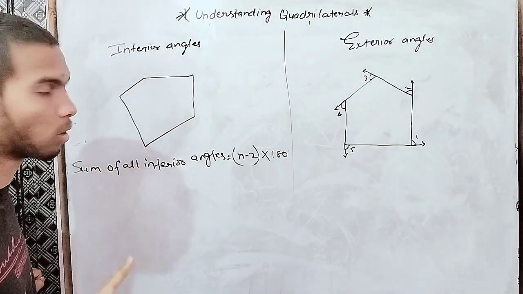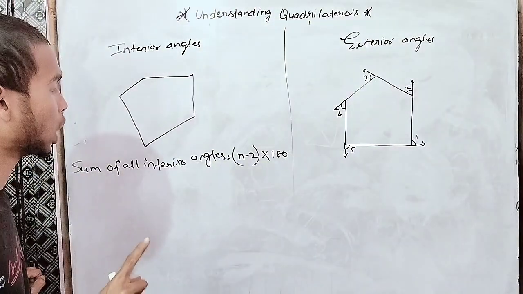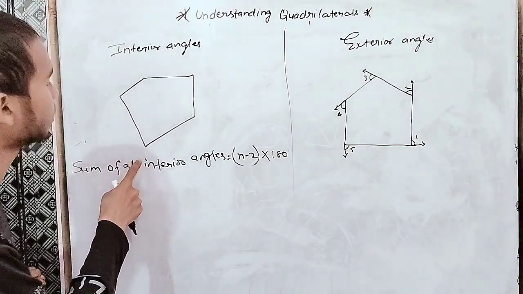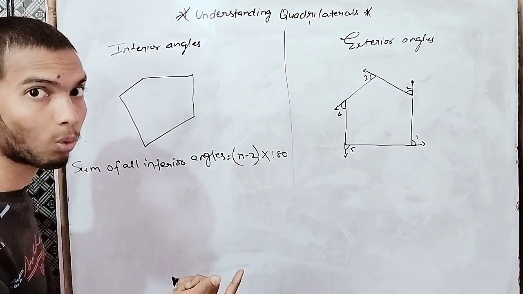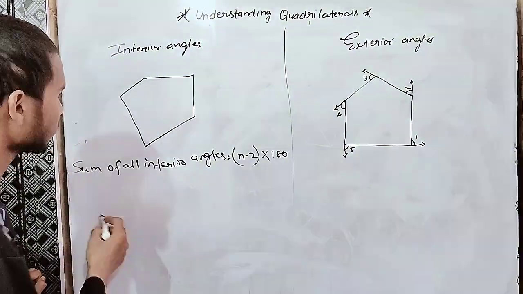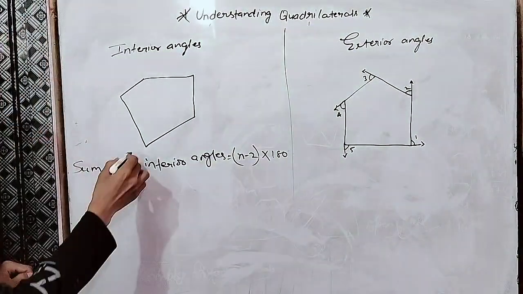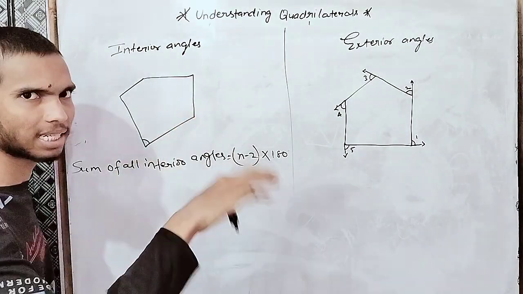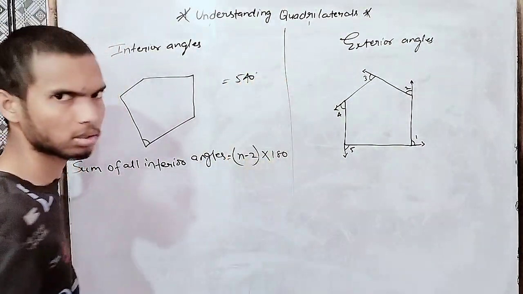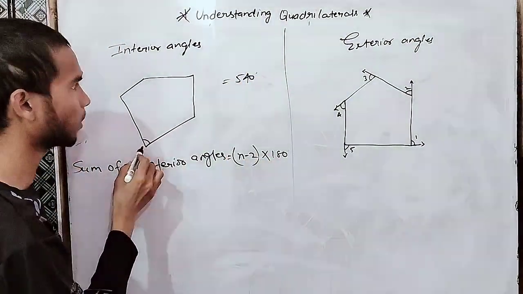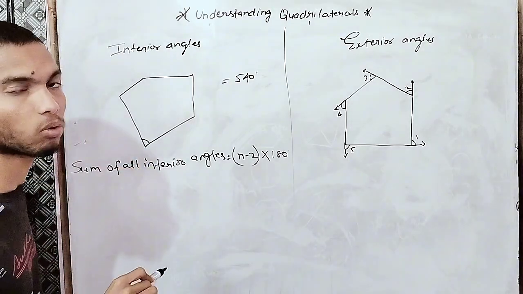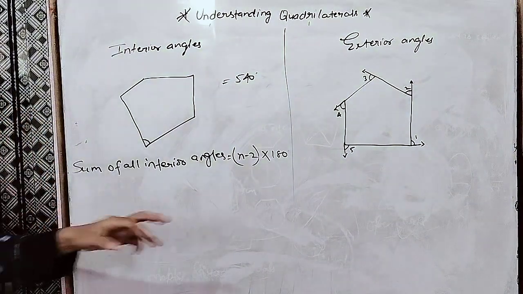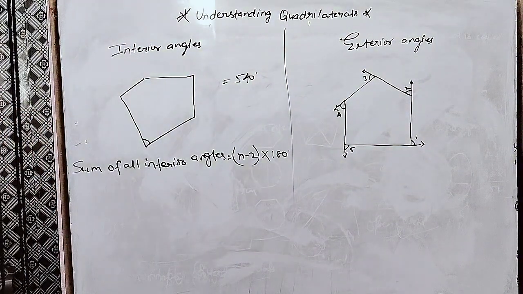All, I am saying all. I am not talking about only one angle. To find only one interior angle of a polygon, what will we apply? For example, this angle. The measure of all interior angles is 540 degrees. But we want to know only one value of one interior angle. Then how can we find it? This is the first step, to find all.